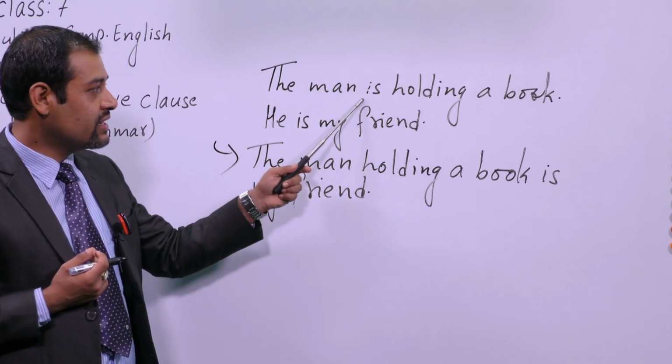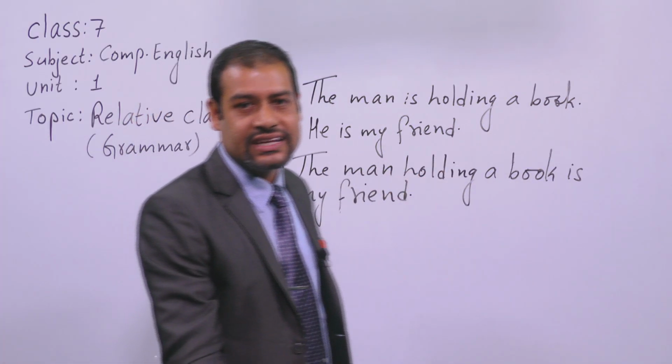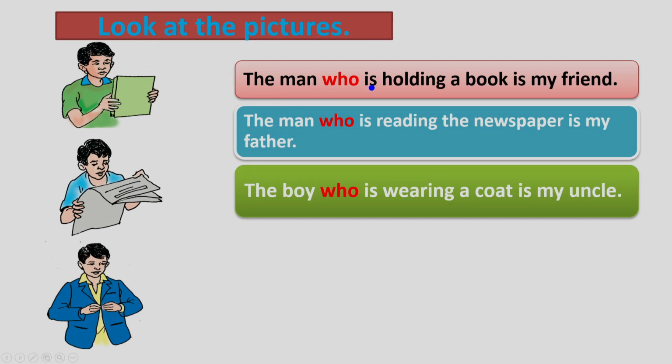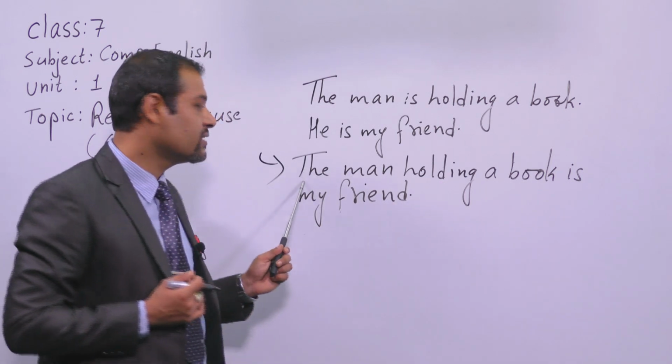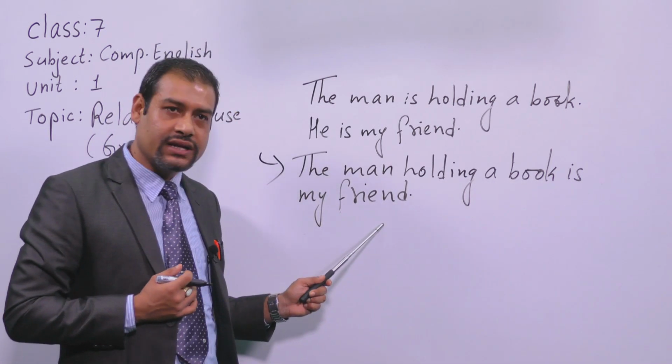See, here is the man. The man is holding a book, and I have already shown you on the slide. See, the man who is holding a book is my friend. And if you don't write who, it becomes like this: the man holding a book is my friend.